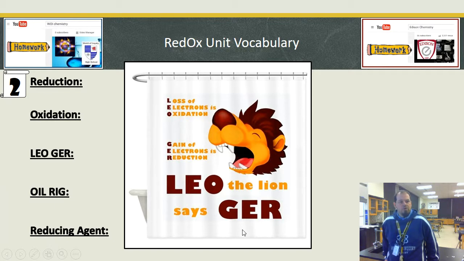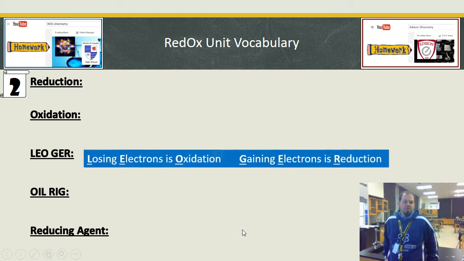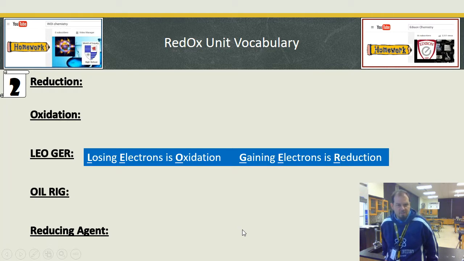Moving right along. LEO says GER. This is one of your mnemonics that you may choose, and there is a list of what's going on. Loss of electrons is oxidation, gain of electrons is reduction. So losing electrons is oxidation, LEO. GER, gaining electrons, is reduction. Now, my buddy Monaco likes this one the most because it has the word electrons in it to remind students that electrons are what's being transferred.